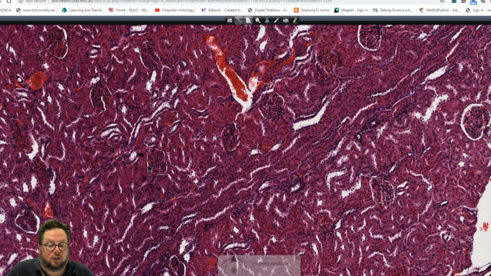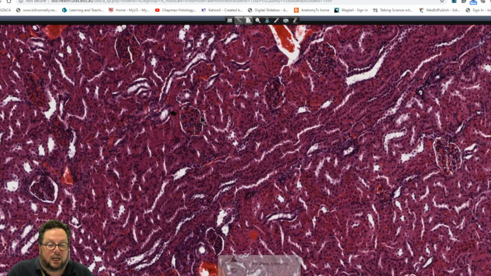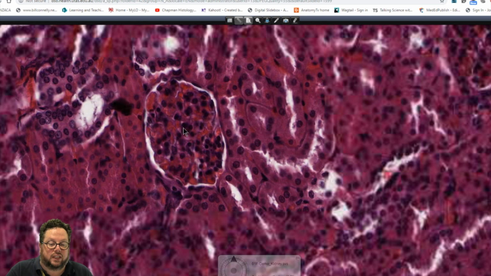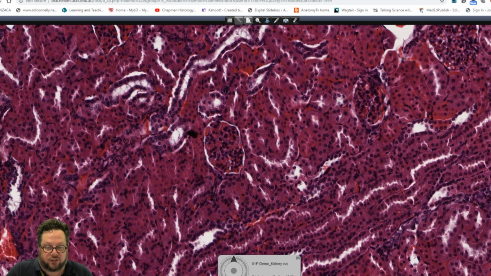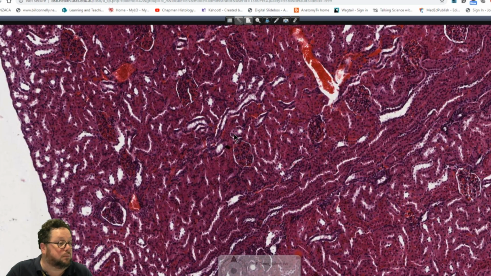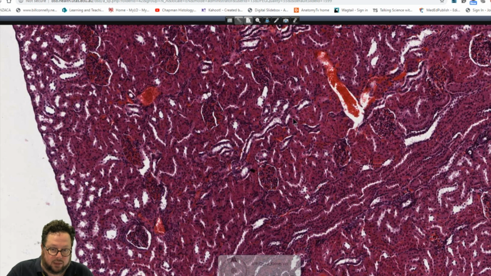So glomeruli, remember, it's not just a glomerulus, it's a renal corpuscle, because it's not only just the capillary tuft, but it's also the Bowman's capsule, which consists of the parietal and the visceral layer as well. So glomerulus is just one part of the larger structure of the renal corpuscle. But absolutely, it's found in cortical tissue, so hopefully that helped you out.